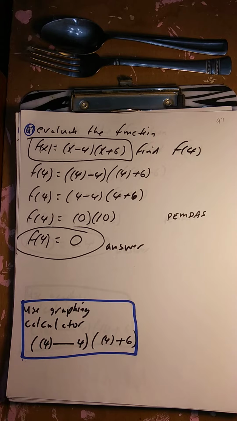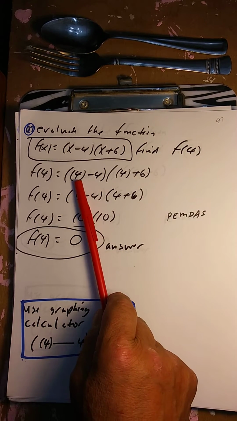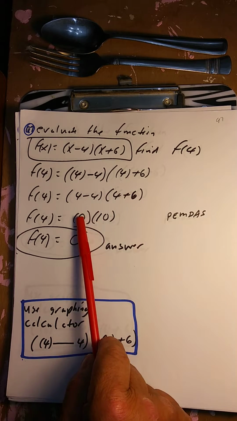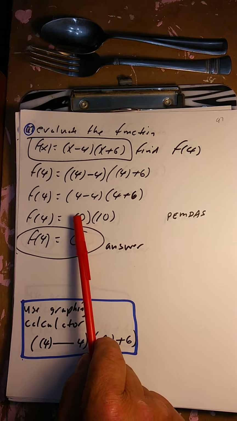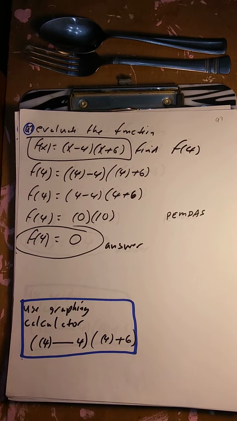F of 4, how do you do this? Put a 4 in there. 4 minus 4 there and 4 there. So 4 minus 4 is 0. 4 plus 6 is 10. 0 times 10 is 0. That's it. Yeah, we're done.